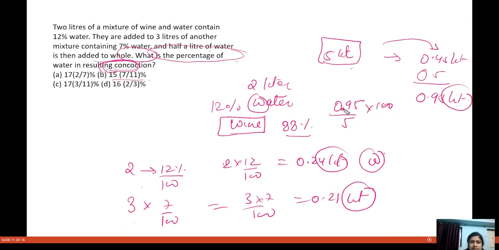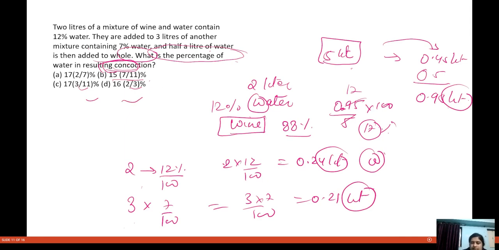So this is that simple. What is the percentage of water in the resulting concoction? So you have to add 2 plus 3 plus half a liter. Now this is coming to be how much? See, for me, this is coming to be 17%. But it is giving some ratio here.